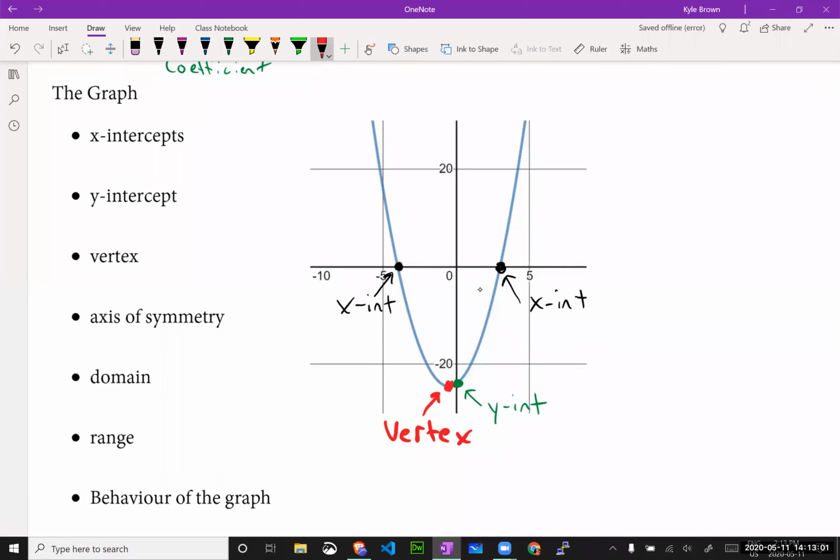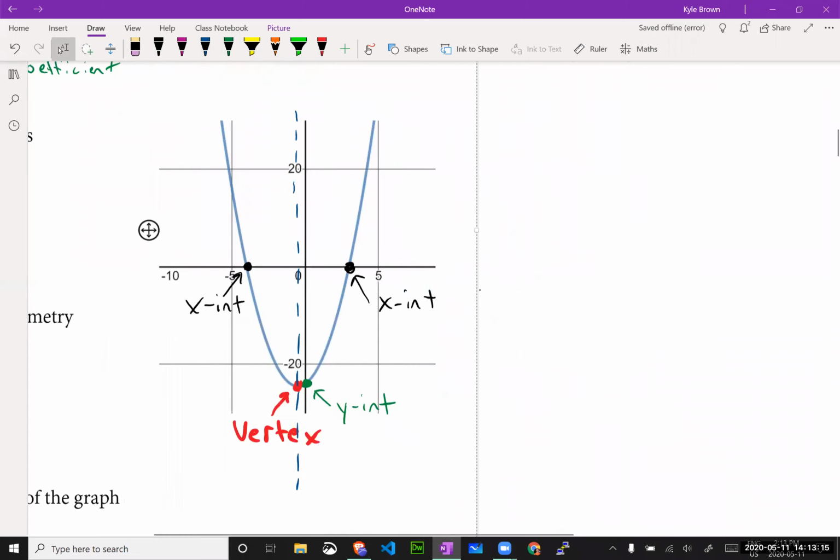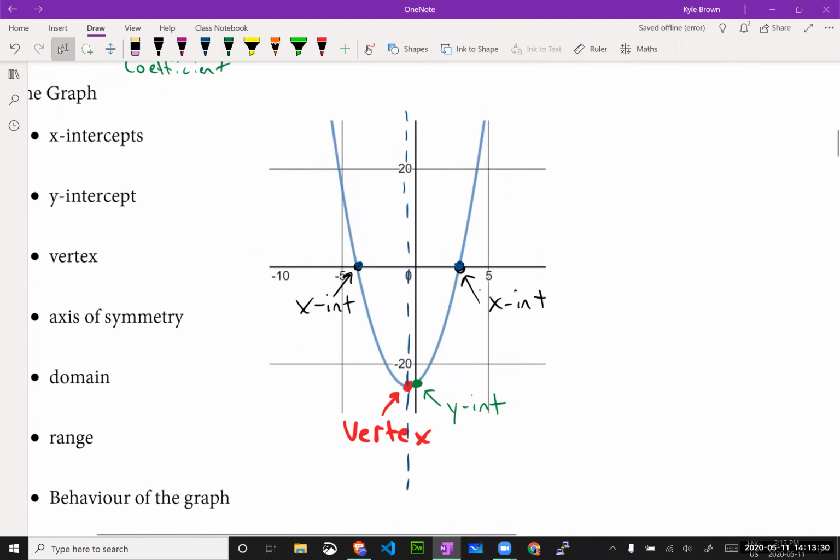And what's next? Axis of symmetry. The axis of symmetry is the line that would cut this thing in half, straight up and down. It's that line right there. That axis of symmetry would happen at the x value of the vertex. It would also happen right halfway between these two x-intercepts. That's what's going to cut this thing in half. You guys might have to find those out here and there. Actually, I do one below, so I'll tell you more about that in a minute.